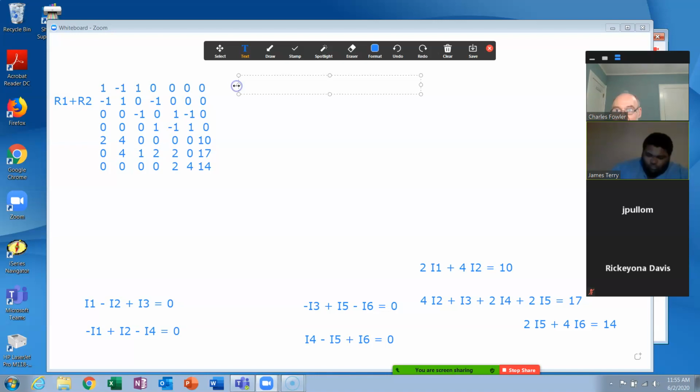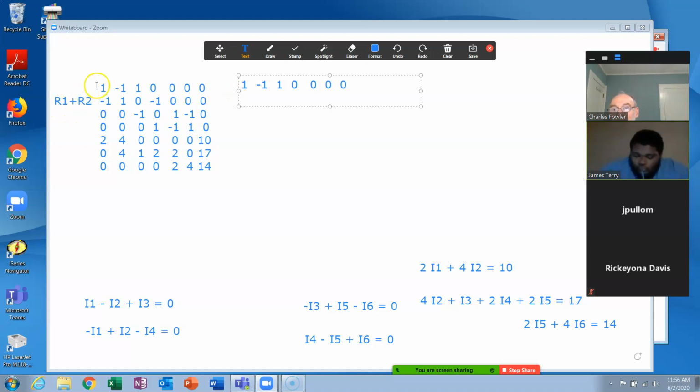All right. So our first row stays exactly the same. A 1, -1, 1, 0, 0, 0, 0. Did you have me put too many zeros in again? Okay, I don't think so. Okay, that first row stays the same.